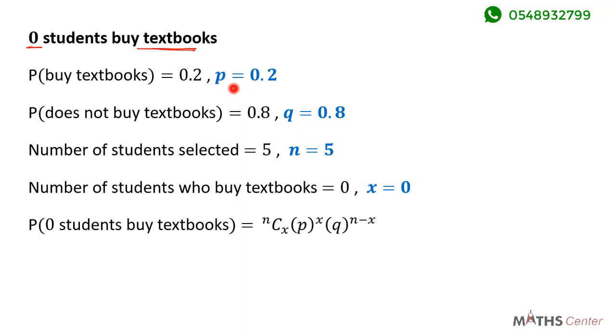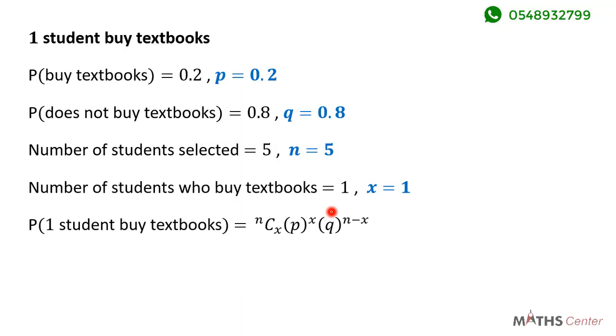So we have the values of P, Q, N, and X. We substitute it here for the probability. When we do that, we have 5 combination 0, 0.2 exponent 0, 0.8 exponent 5. And this gives us 0.32768. Let's consider the next condition.